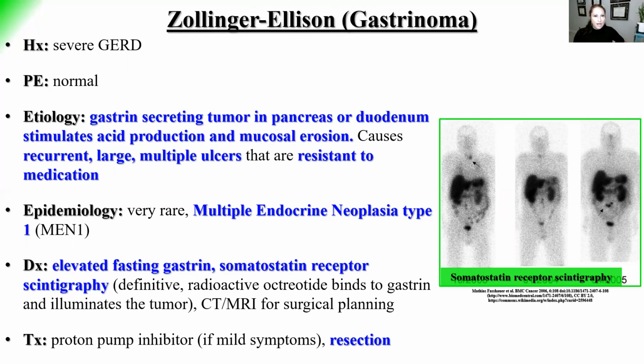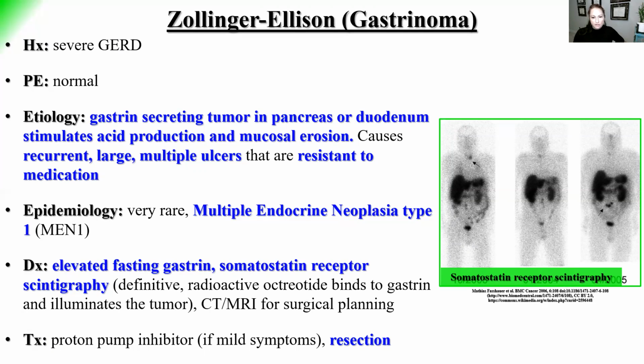And because you have these high levels of acid, you're chronically wearing away that mucosal barrier. So you get mucosal erosion here. This patient will present with recurrent, large, multiple ulcers that are very resistant to any of the proton pump inhibitors or the H2 receptor blockers. They may also have severe GERD with this one. Your diagnostic lab for this one is going to be an elevated serum fasting gastrin. Normally, when you're fasting, that gastrin should be low, but their level will remain high.